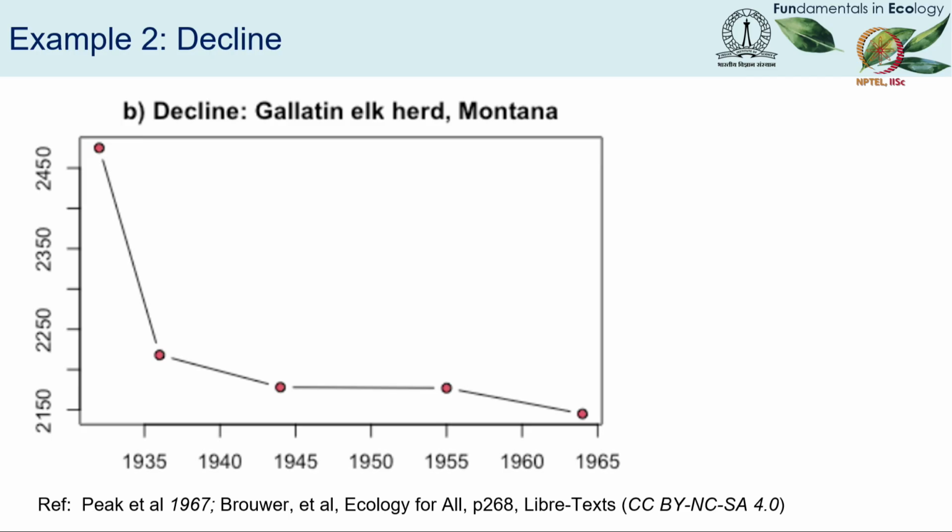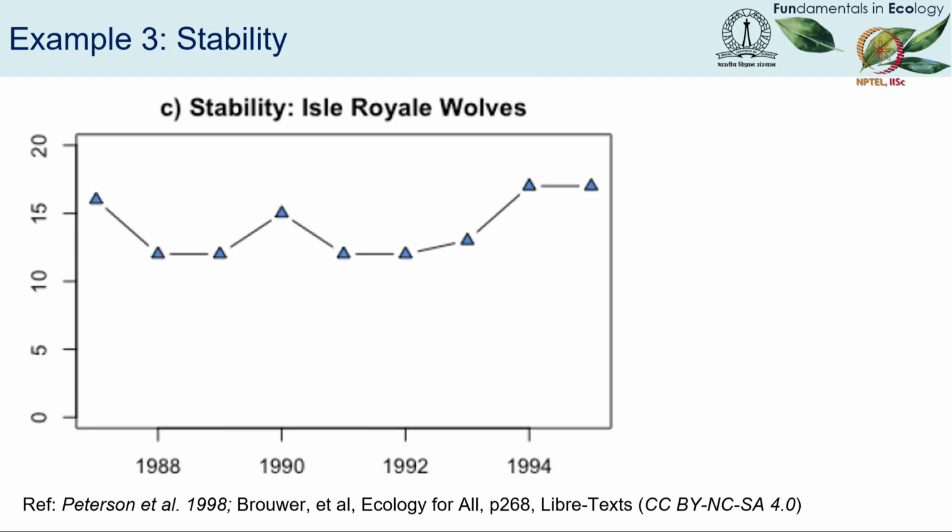Here is another example of a decline of a population. So, populations not only grow and stabilize and saturate, but they can also decline sometimes, and it is really of crucial importance to understand what processes drive the decline of populations, and it has huge implications for conservation of species.